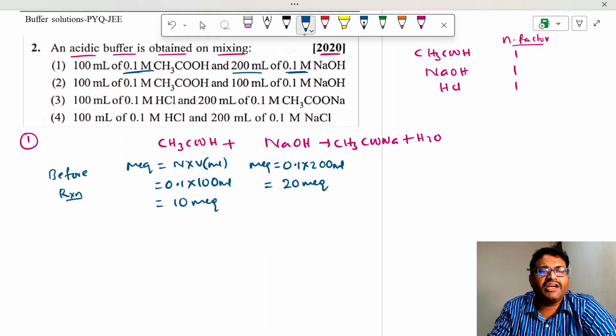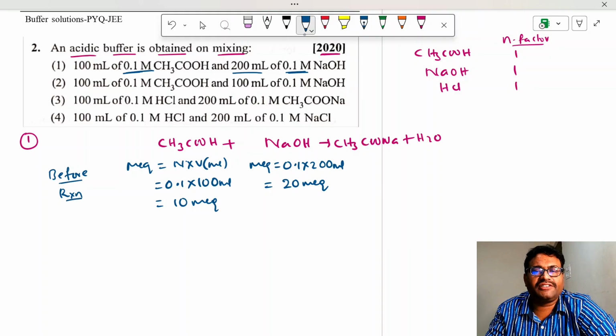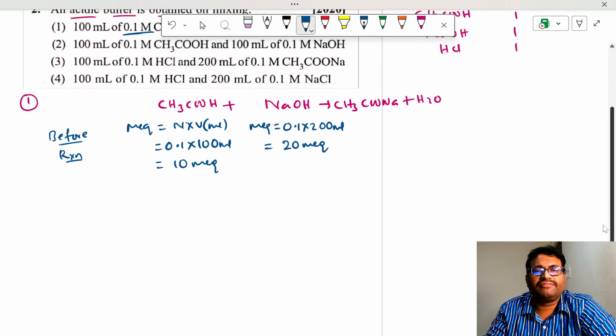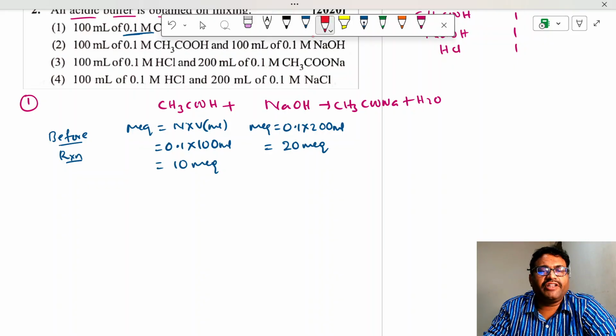Before reaction, when they are taken in individual containers, how many milliequivalents of NaOH are there? 20 milliequivalents. How many milliequivalents of acetic acid are there? 10 milliequivalents. So let us consider after reaction. What happens when they are mixed?